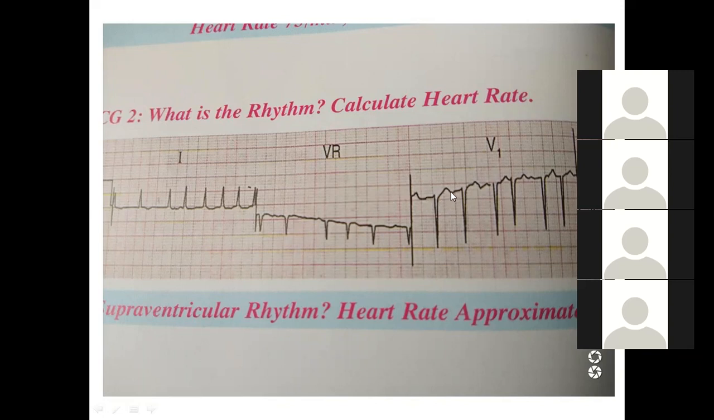Where is it visible in V1? It is not there, sir. What you are seeing is only R, S and T. What is the condition of this patient? There are multiple... It is not sinus, sir.